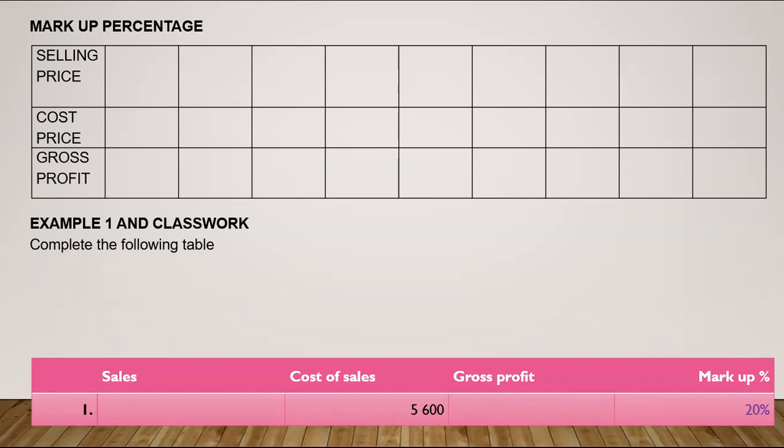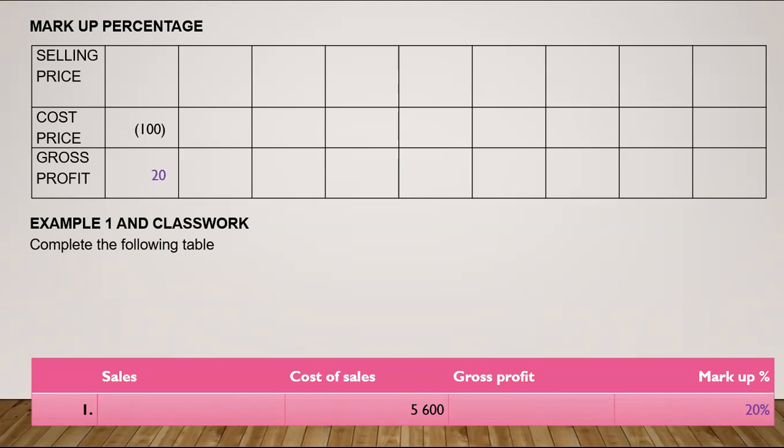Please note that when you are given the markup, when they tell you that we mark up our goods on cost price, it means that your cost of sales percentage will always be at 100%. And our gross profit percentage will be the actual markup that is given. And for this example one, the actual markup given is 20%.